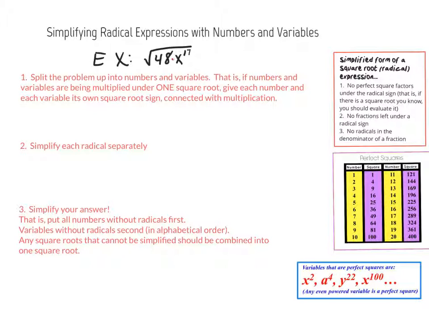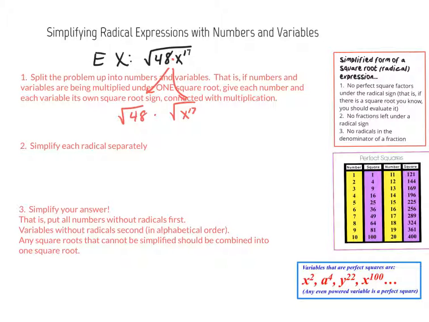So according to our list of steps here, what I want us to see is under that square root, we have 48 times x to the 17th. If two things are being multiplied under one square root, we should break them up into separate square roots. And as it says up here in the directions, we want to split them into numbers and variables. So I'm going to give 48 its own square root, and then x to the 17th would get its own square root. So we've separated it into two smaller problems, so we can just simplify each one on its own.